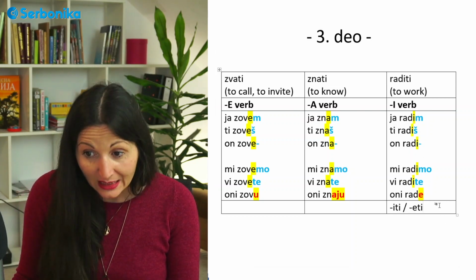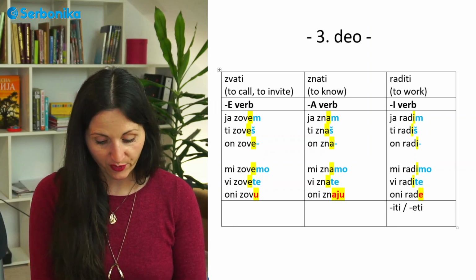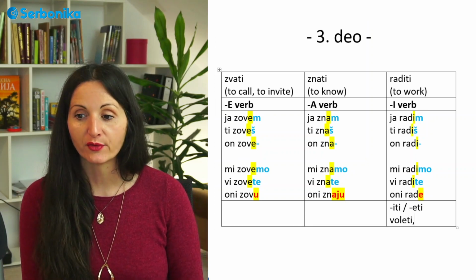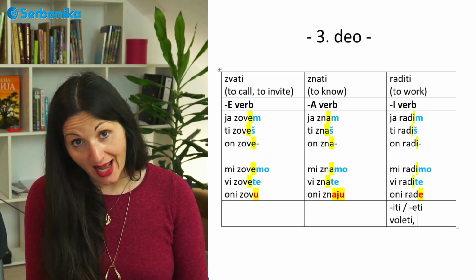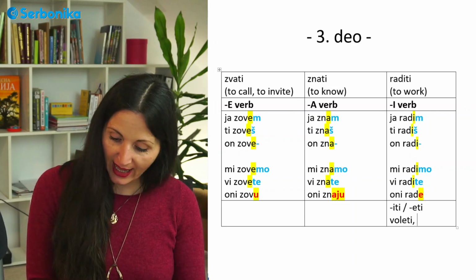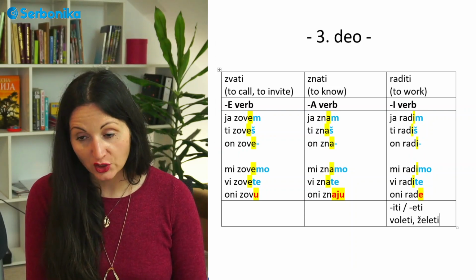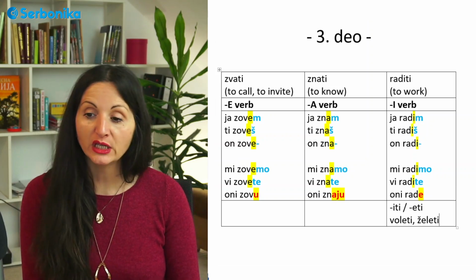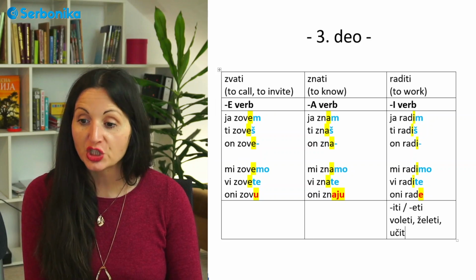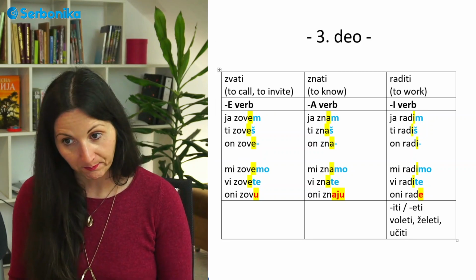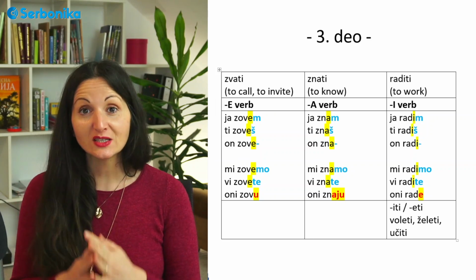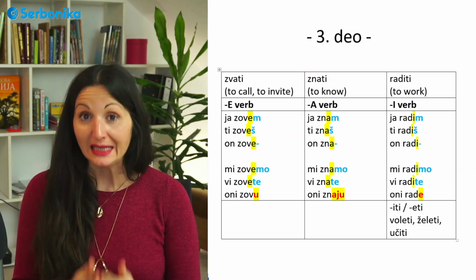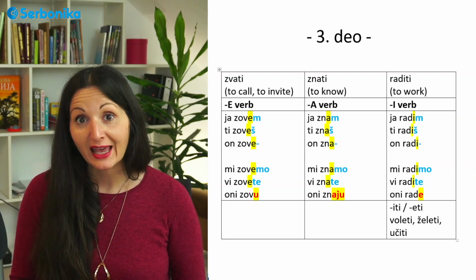On voli, oni vole. That's from the verb voleti, to love. On želi, oni žele. That's from the verb želeti, to wish or to want. On uči, oni uče, the verb učiti, to learn or to study. All right, guys? So this is the third group of the verbs, the E group for the E verbs.